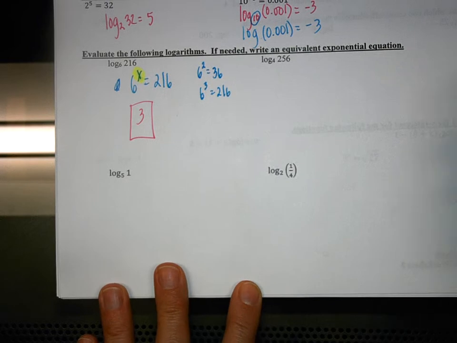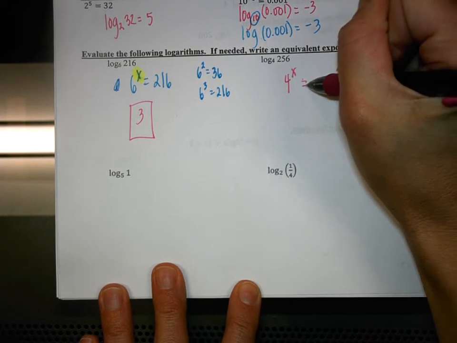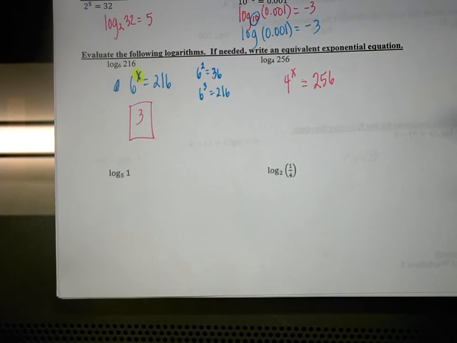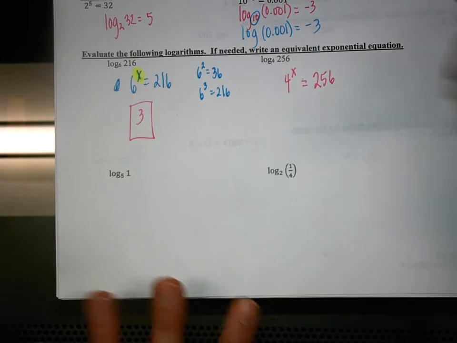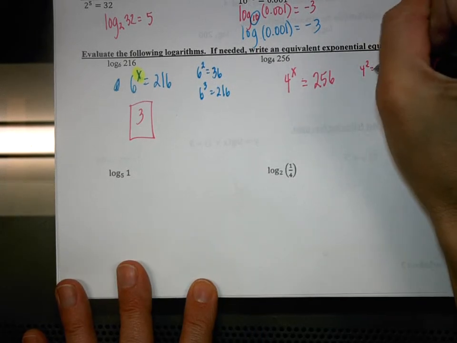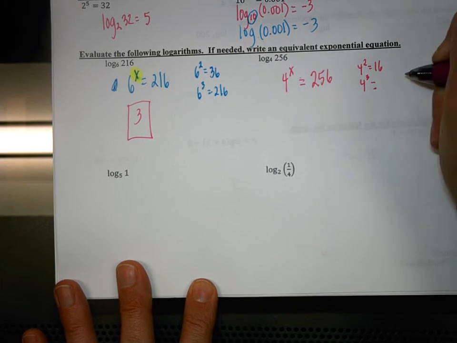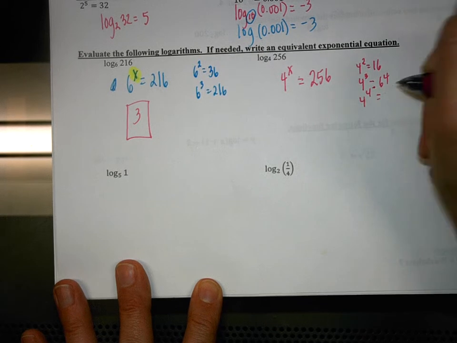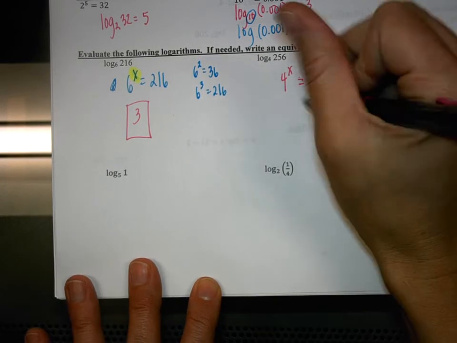Okay, on this one, how would I write that in exponential form? What would I do? 4 to what power, or x, equals 256. So we know it's going to be 4 to some power. You could use your calculators if you wanted to play around with it, but we know 4 to the second power is 16. We know that 4 to the third power is 64, and 4 to the fourth power is 256. So therefore, what is this answer? 4. Very good.